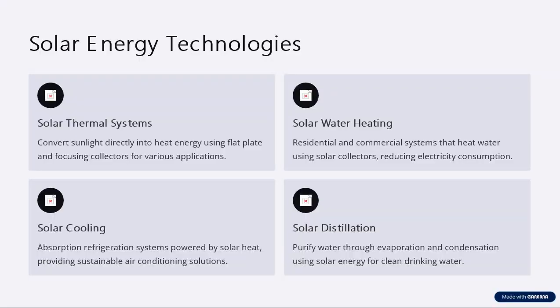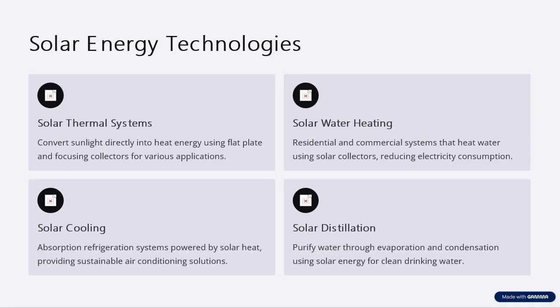Solar energy technology is further classified into solar thermal systems, solar water heating, solar cooling, and solar distillation. Solar thermal systems convert sunlight directly into heat energy using flat and focusing collectors for various applications. Solar water heaters, which we can use in residences and commercial systems, heat water using solar collectors, reducing the electricity consumption in our homes.